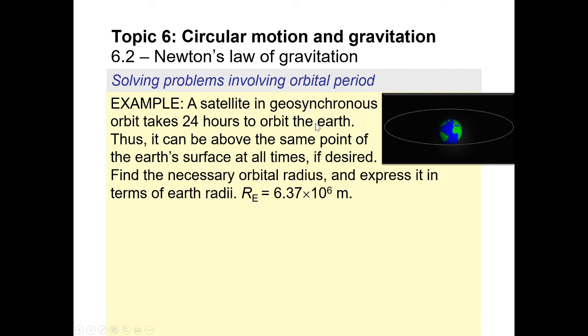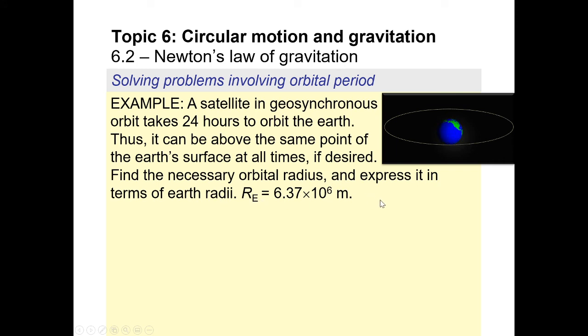Now, our moon is a natural satellite, of course, but it takes about 24 hours to go around the Earth once, hence why the moon will generally appear in the same spot on the sky every single night. Okay, so that's interesting. Now, it can be a man-made satellite that is also taking 24 hours to orbit around the Earth. Thus, it can be seen above the same point of the Earth's surface at all times if desired. Find the necessary orbital radius and express it in terms of the Earth's radii.